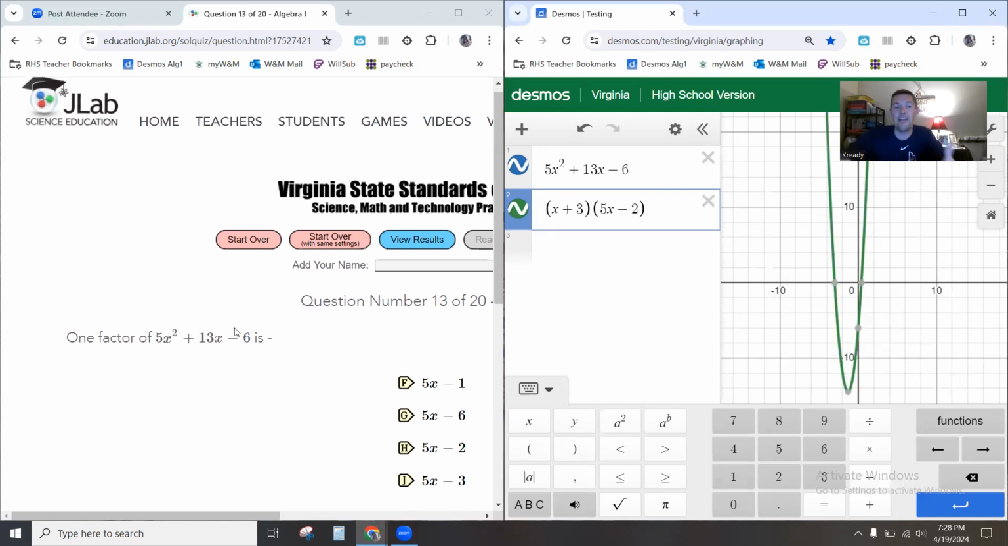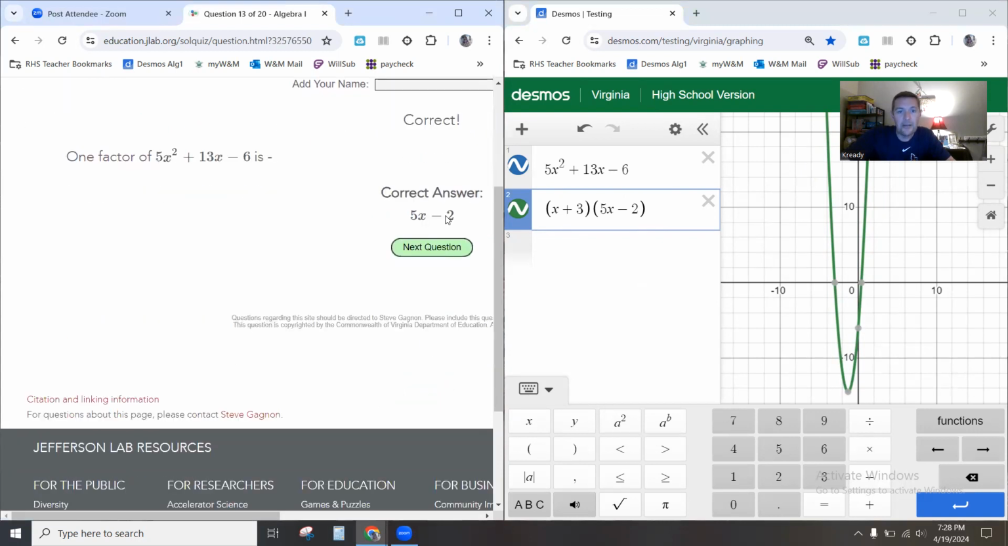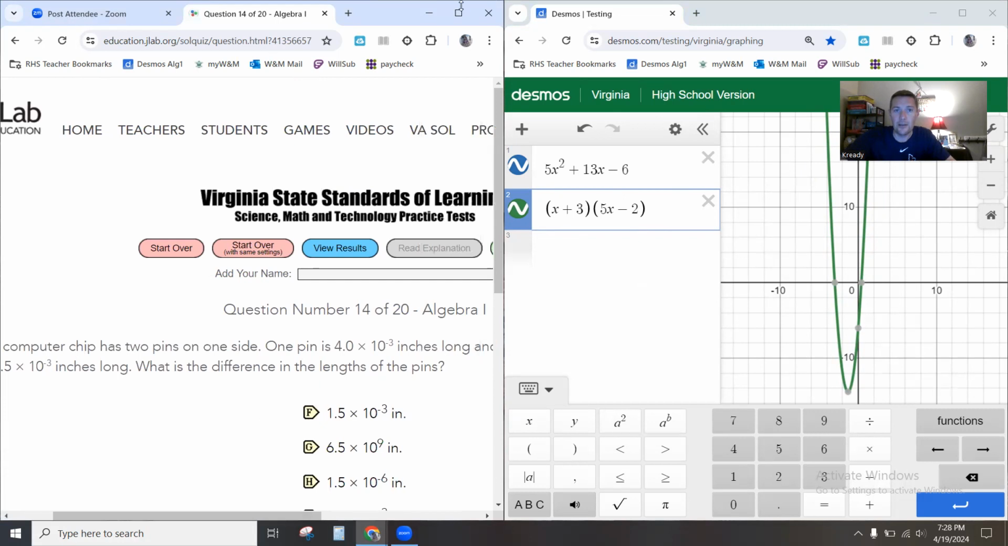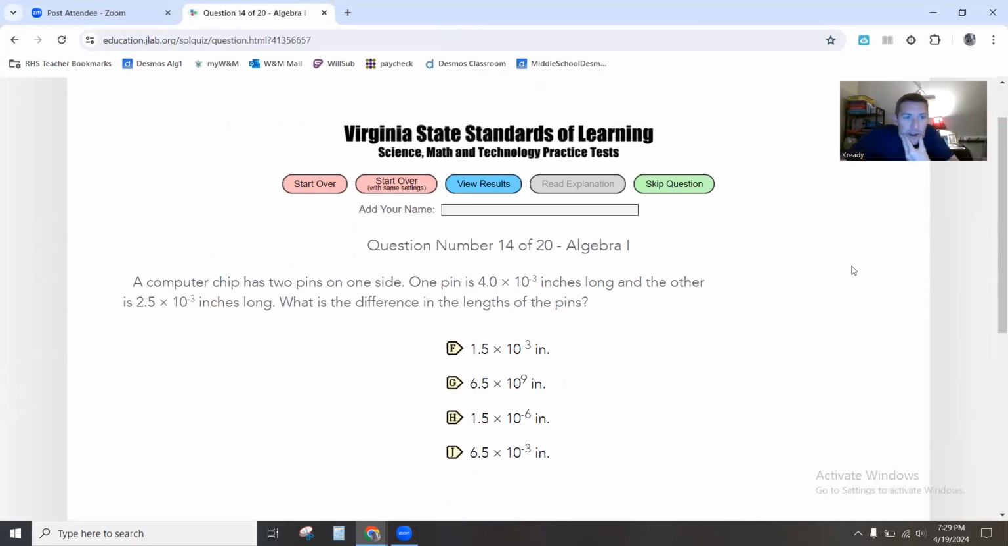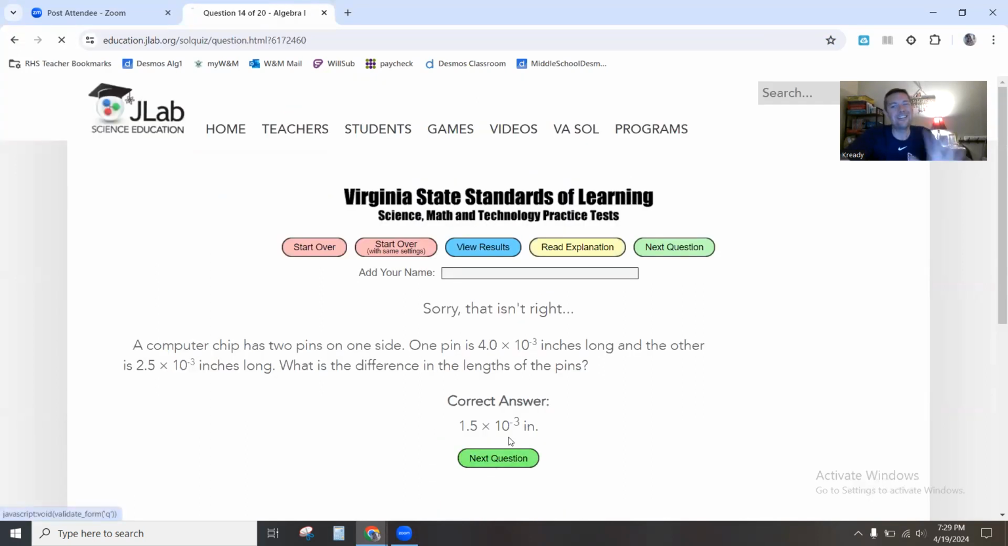There is that. Now, they only asked for one of them, but there it is fully factored if you want it. So you can see the calculator's doing a lot. I got to interpret a lot. I have to look at a lot, but I haven't done much. I haven't written anything down. All right, computer chip, boom. I've been doing so well that I am fatigued and I just guess. I usually get a C right.